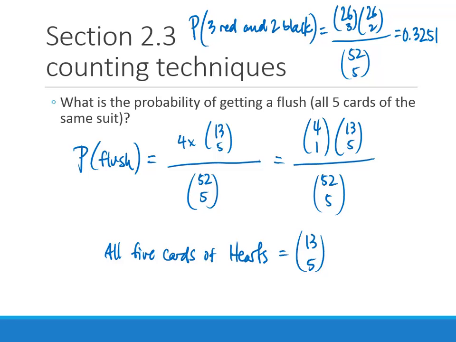So let me tell you what this is. This is 0.002. Little smaller chance of getting a flush.